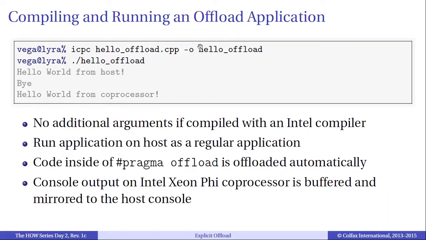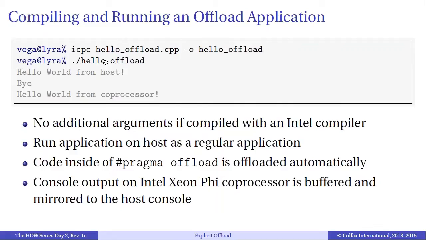If you attended yesterday's class, we talked about native programming. And in the native programming model, we also use the argument -mmic. Here, I don't have any other arguments. In the offload programming model, I don't use -mmic. And to start the application, I don't need to do any of the stuff that we discussed yesterday.